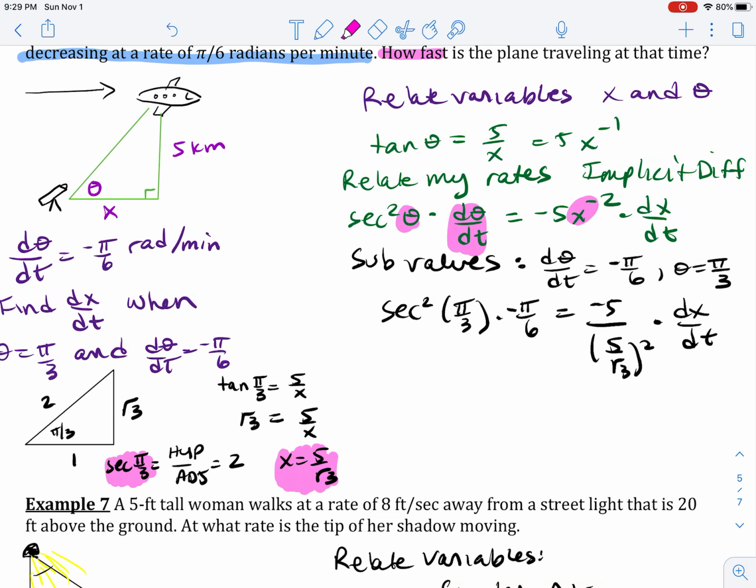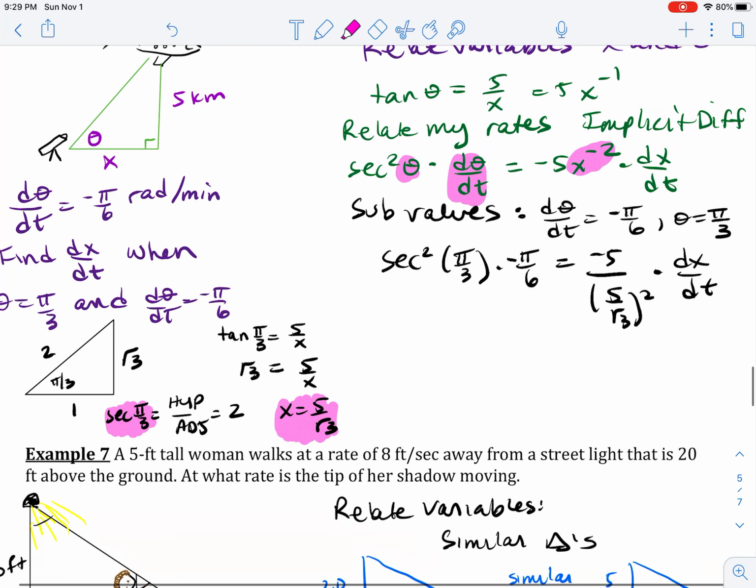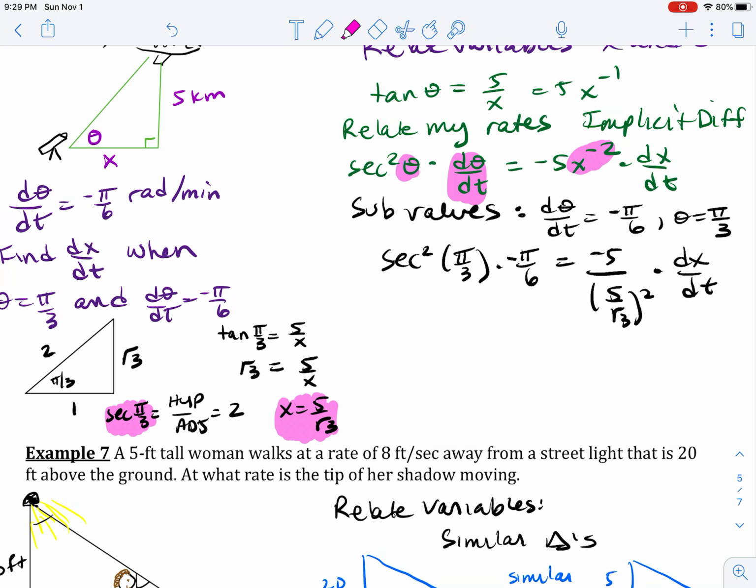Good. And so what did I do? I subbed my values of θ, dθ/dt, x to the negative 2, and that's why I needed to draw those triangles and say when θ is equal to π over 3, what's my value of x and what's my value of secant, because I needed that in my related rates equation. So I know that secant squared of π over 3 is going to be 2 squared, right? So this is going to be 2 squared. And we have minus π over 6.